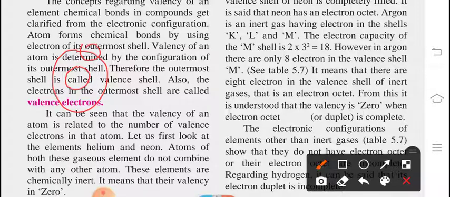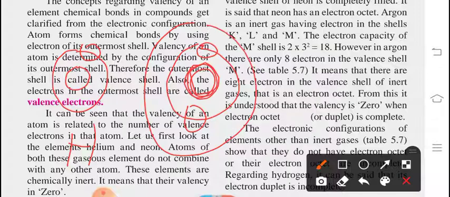This is hydrogen. What about oxygen? 8 electrons are there. This is the nucleus, and this is the first orbit with 2 electrons. And in the second orbit, 6 electrons are there: 1, 2, 3, 4, 5, 6.